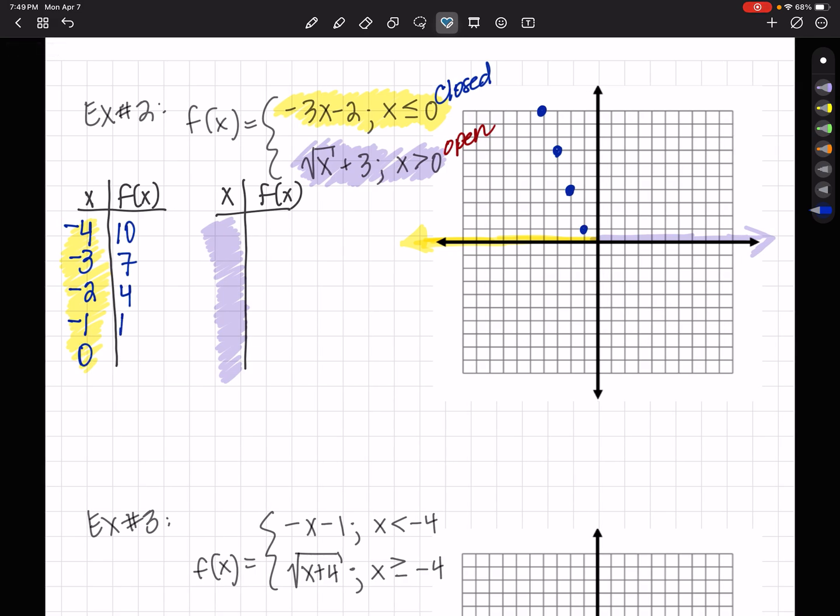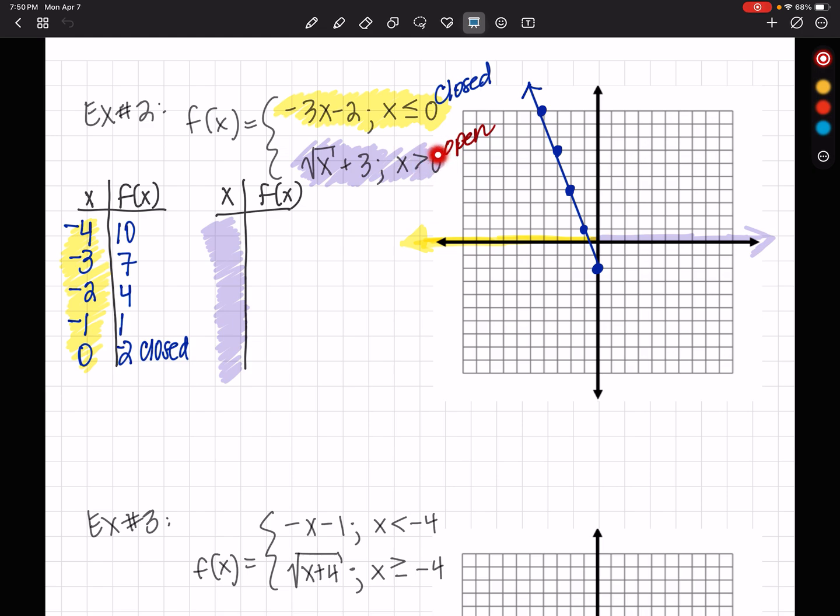Then I would put a 0 in. This is going to result in a closed circle. 0, negative 2 is our output. So those points are all the points we could possibly get, and that graph ends right there. So I cannot continue to put values in because that would be part of the other domain of the second piece. Now again, I'm going to start at 0 right here because x is greater than 0.